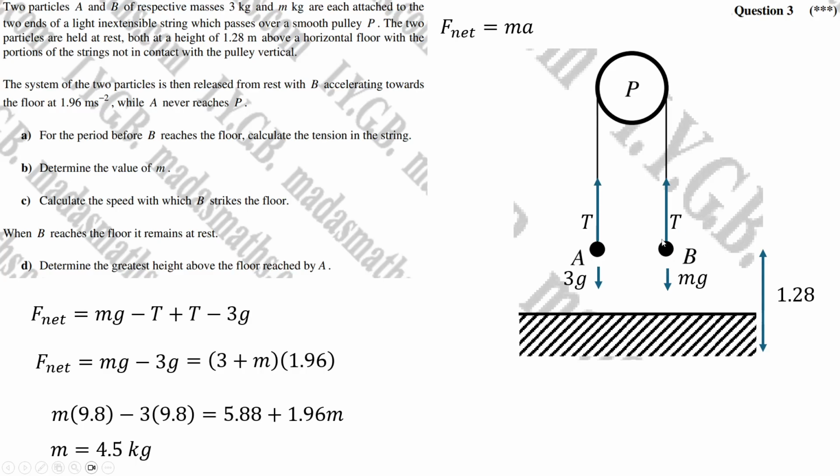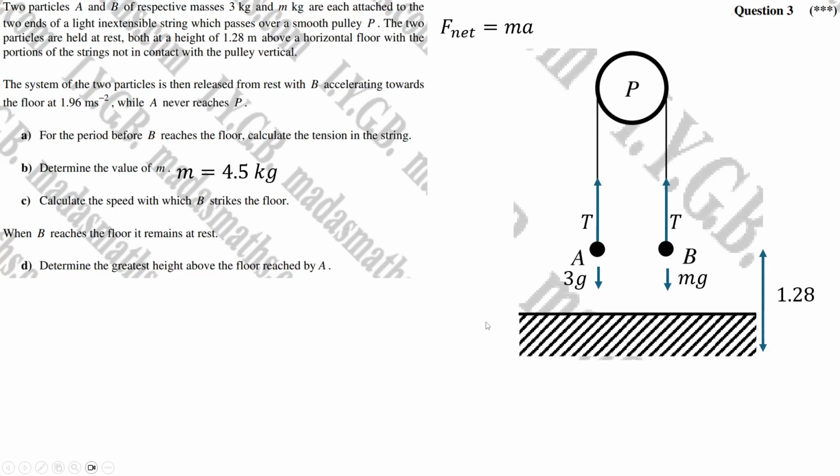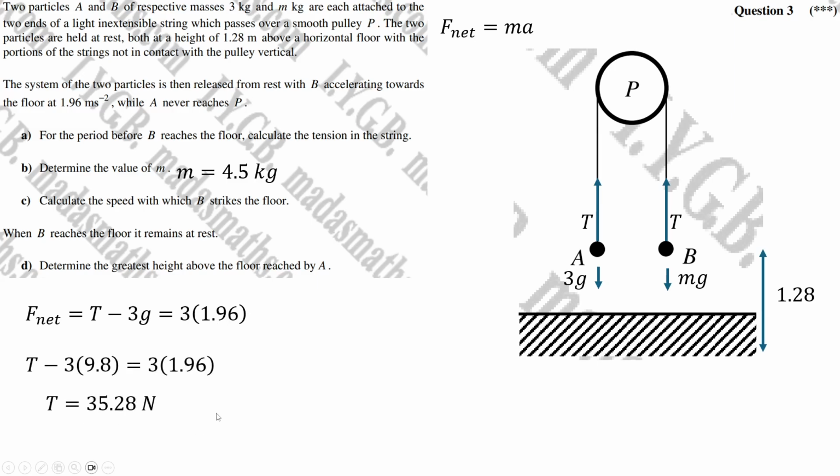I can just have a look at, say, this one, or I could have a look at that one. It doesn't really make a difference. Which one did I? Oh, I went for A. Okay, so you can see that T take away 3g is the net force, equals its mass 3 multiplied by acceleration, which is 1.96. So you get T as 35.28 newtons.